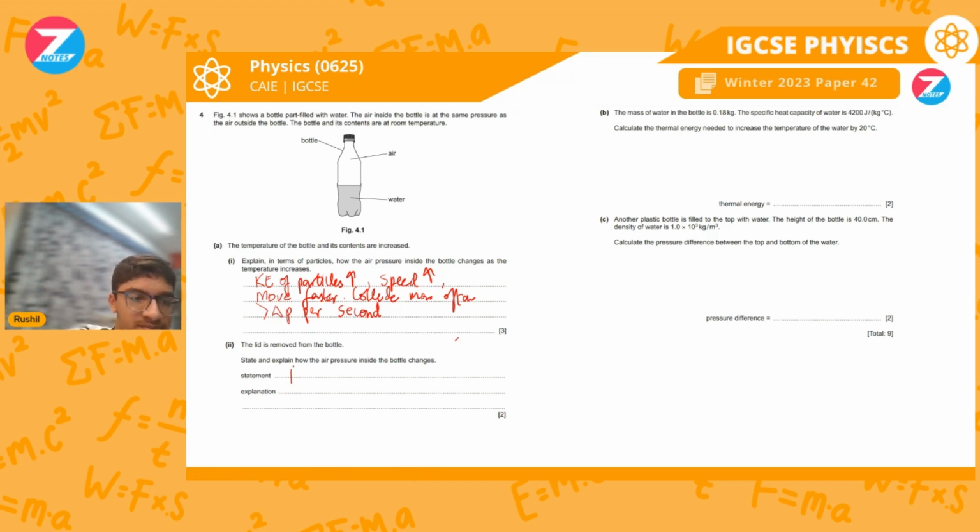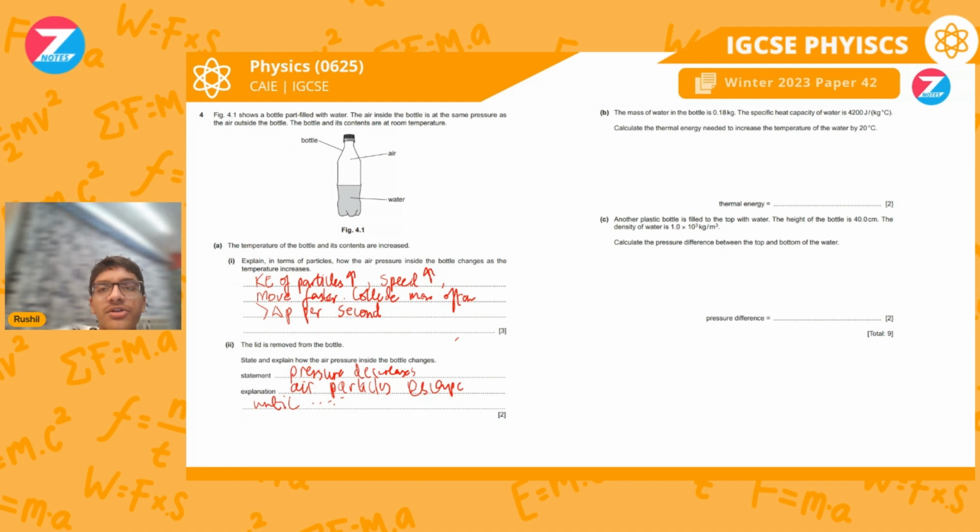So you write it as pressure decreases of the bottle, explaining that air particles escape until the pressure of the bottle and of the room is equal.